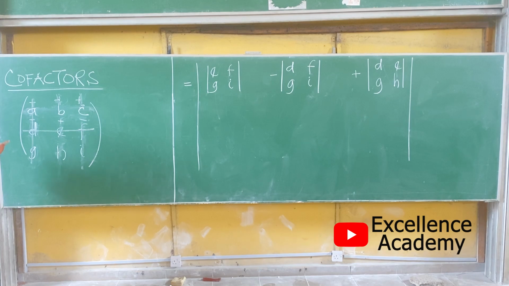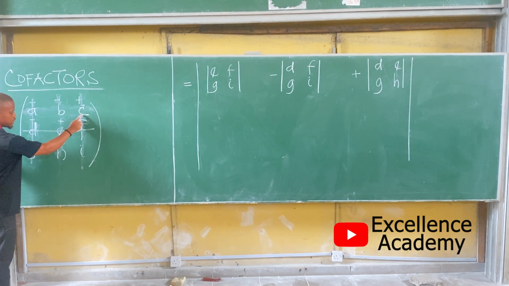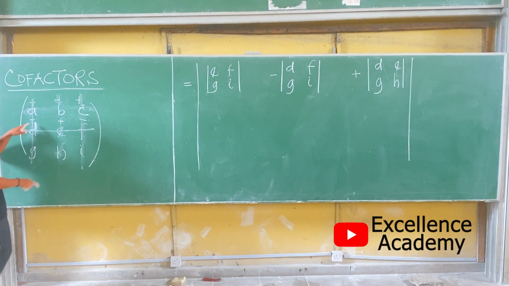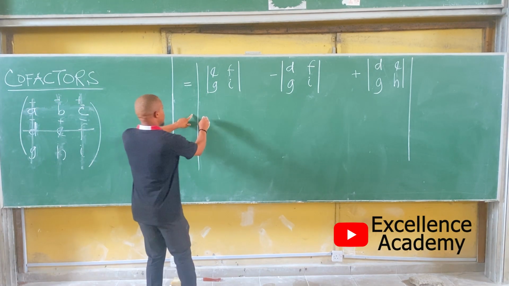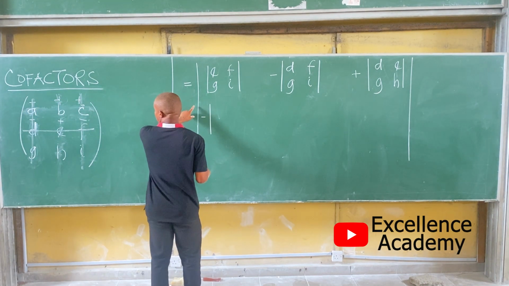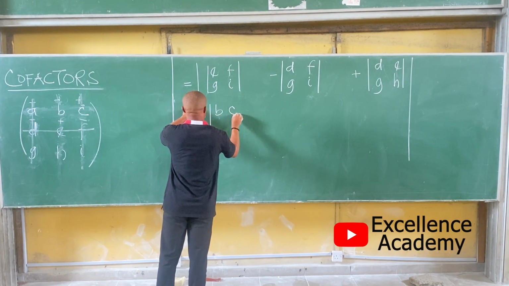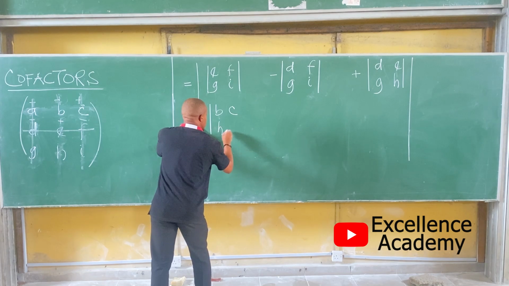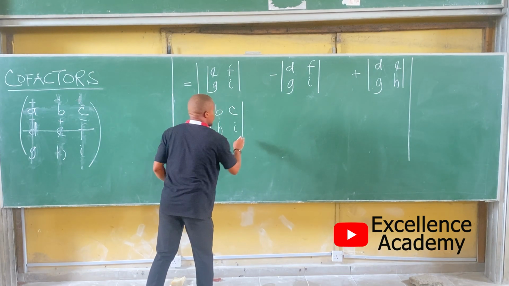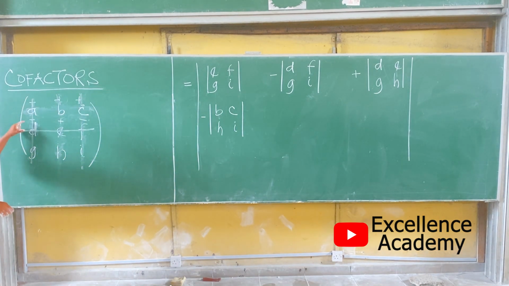So the elements left are B, C, H, and I. And mind you, a negative sign is there. So I'm having minus B, C, H, and I. So that has been sorted, right? We'll go over to the next element.